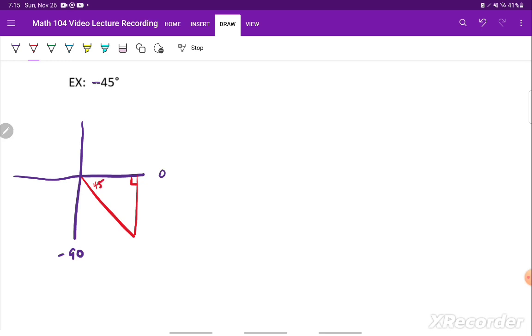That 45 degree reference angle tells us that we're dealing with the 45-45-90 special right triangle. And I'm going to label the sides accordingly. Both sides are x, while the hypotenuse is x times the square root of 2. Now we just have to decide, though, whether the sides of the triangle should be positive or negative, depending on which quadrant we're in. In quadrant 4, the x side is positive, while the y side is going to be negative.